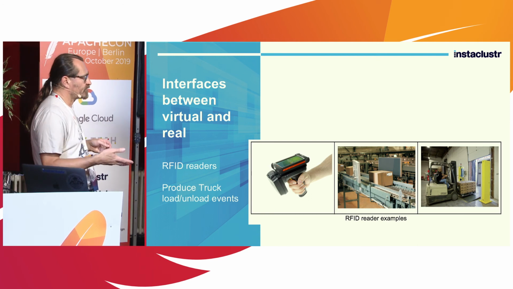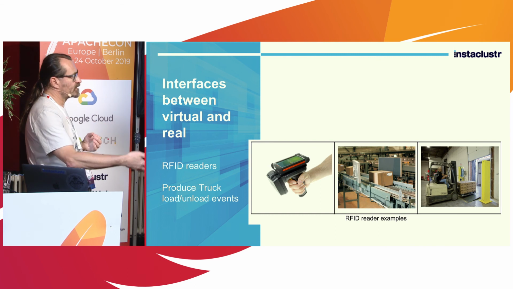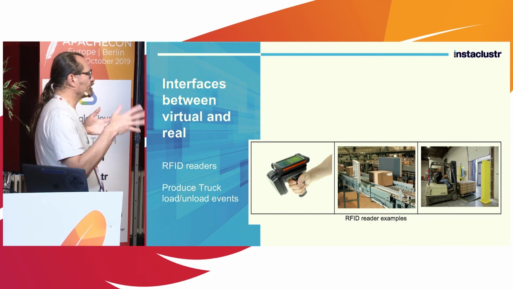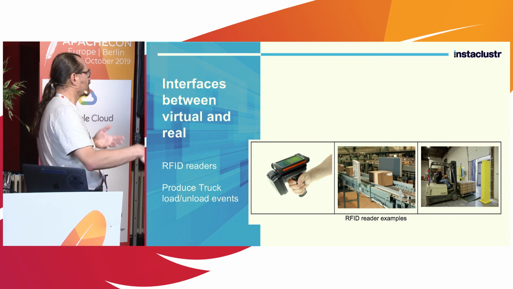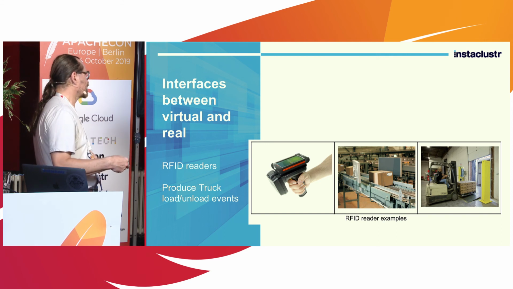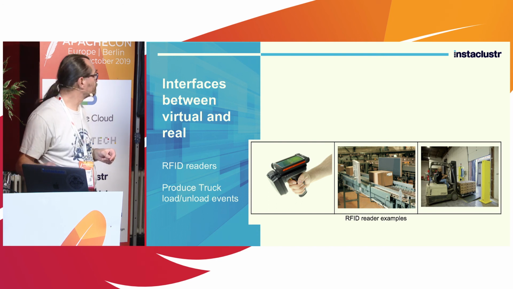So every time a good is removed from a warehouse and loaded into a truck, we'll get a load event, the goods ID, and then the truck ID. And every time they're unloaded, we'll get an unload event. It's more or less the same in reverse order.